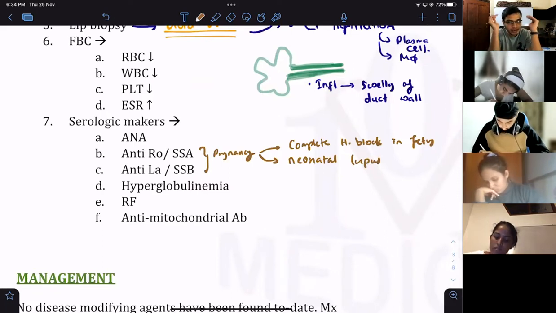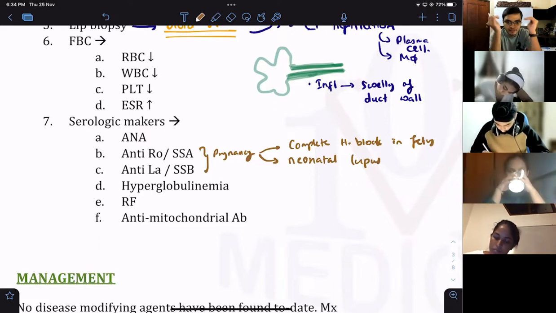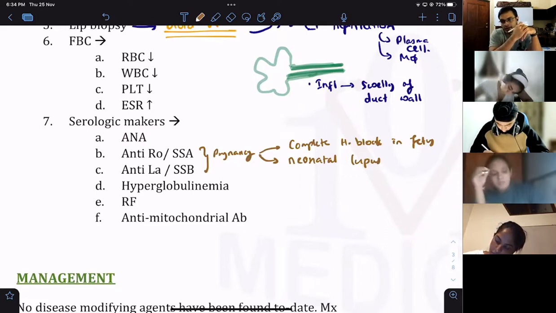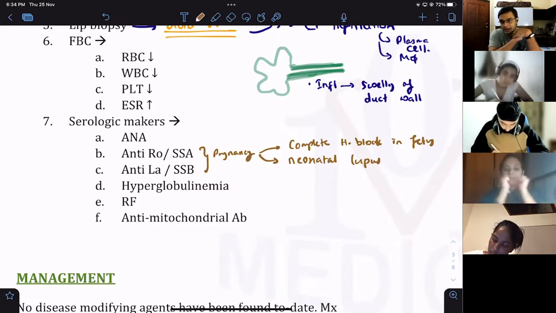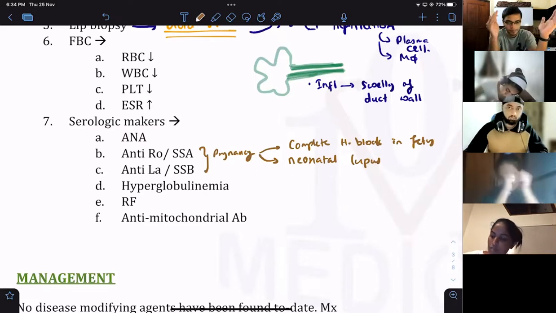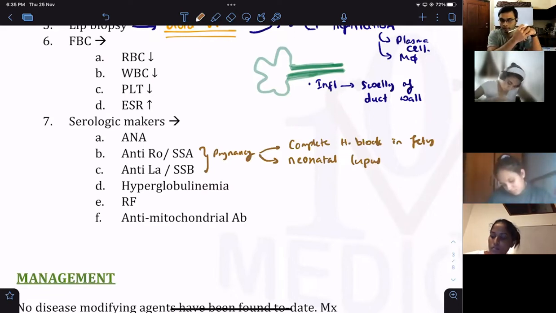Now, anti-Ro and anti-La is specific, guys. It's much more specific than ANA, but still, not all Sjogren's patients will show it, right? It's about 70 to 80% of Sjogren's patients will show it, right? But not everyone. Sometimes there are anti-Ro and anti-La negative Sjogren's cases as well. But for the most part, we get anti-Ro and anti-La, and for your theory papers, of course, they will give it, right? Hyperglobulinemia, this is what we talked about.